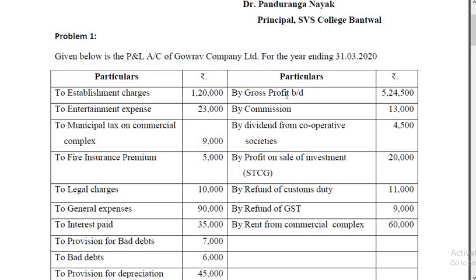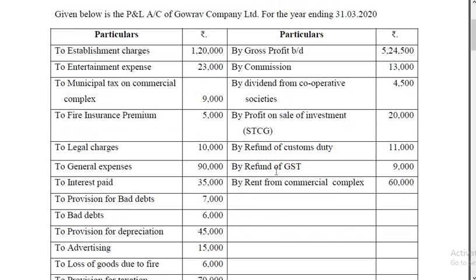Look at the credit side. Gross profit is okay. Commission is also part of business income. Dividend from cooperative society is relating to income from other sources, so not relating to business income, this should be deducted. Profit on sale of investment, they have clearly mentioned short-term capital gain. So this is relating to the capital gain head, not business income, so deducted.